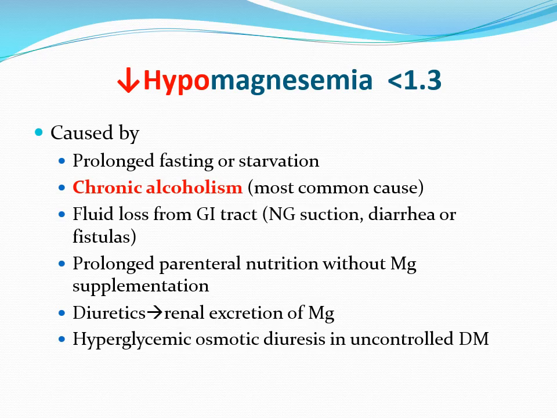Low magnesium is usually caused by prolonged fasting or starvation and chronic alcoholism. This is the most common cause, and it's something that a lot of nurses see with alcohol withdrawal patients and different patients with high use of alcohol. Other causes: fluid loss from the GI tract, prolonged parenteral nutrition without magnesium supplementation, diuretics, which cause renal excretion of magnesium, and hyperglycemia, osmotic diuresis, and uncontrolled diabetes.